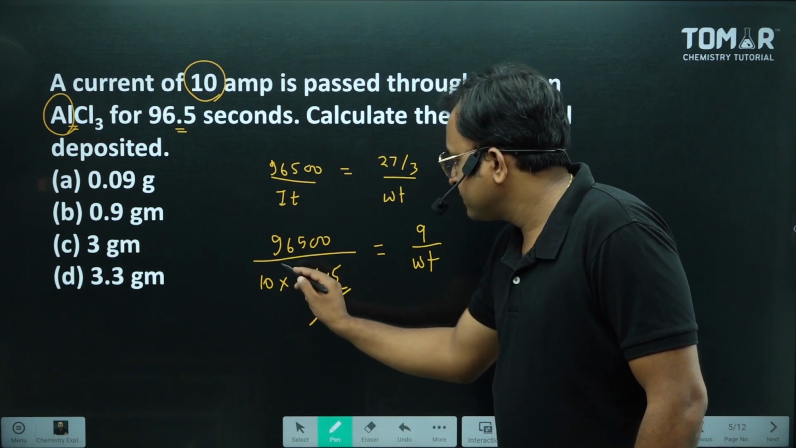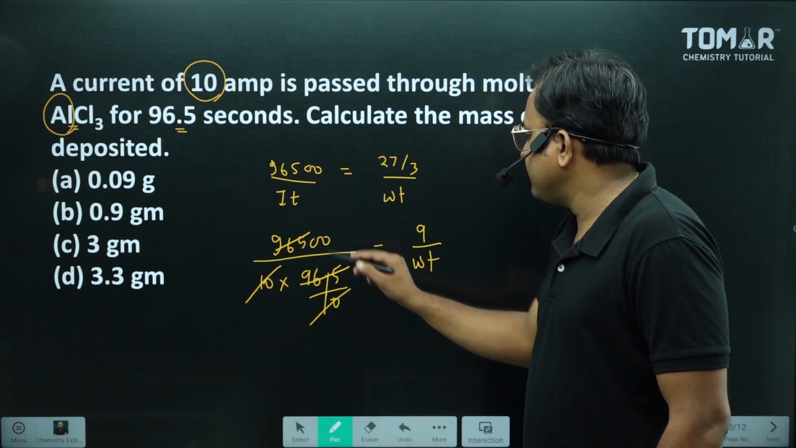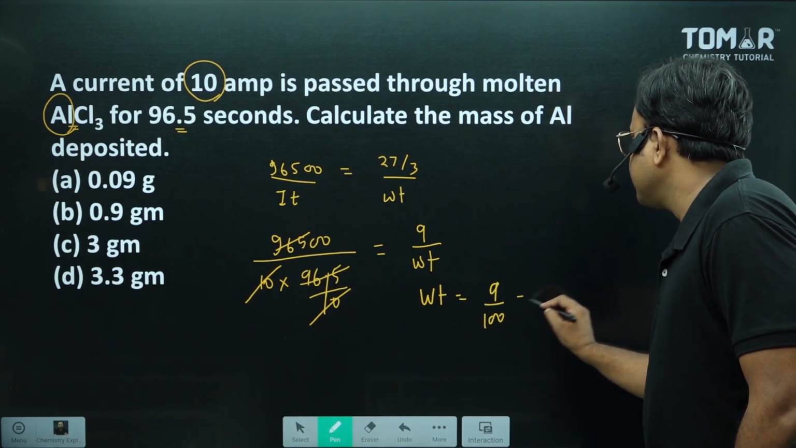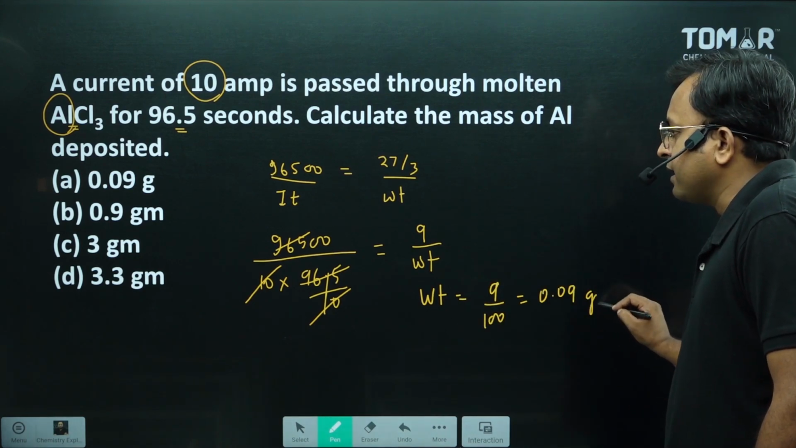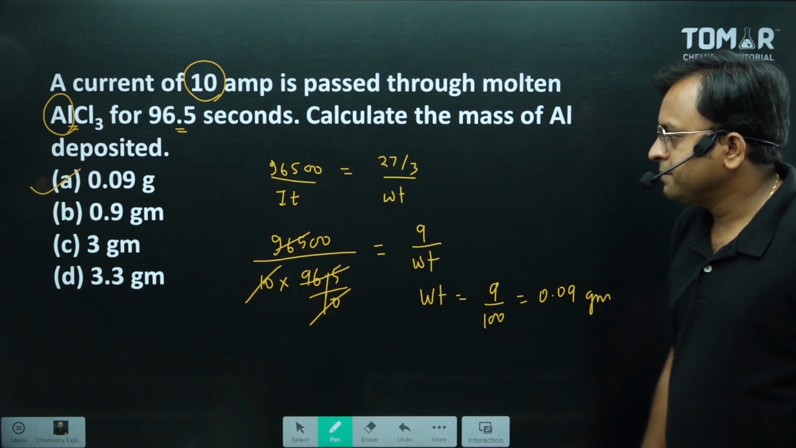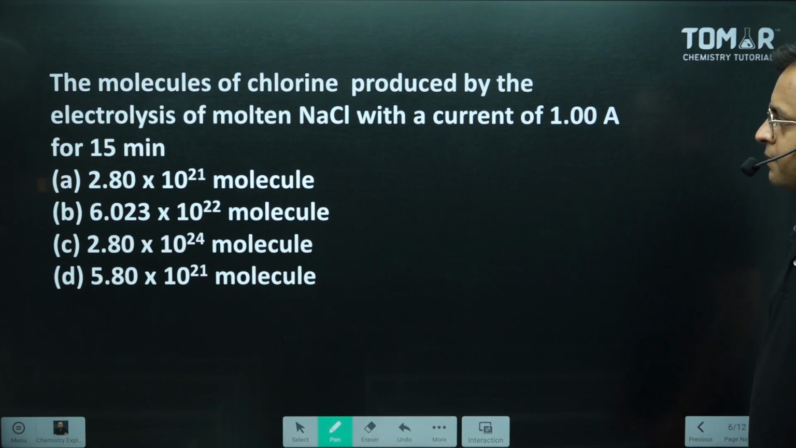96.5, this point is cancelled by 10, 965, 965, this is 100. So weight is equal to 9 by 100, that is equal to 0.09 gram. The correct answer is 0.09 gram.